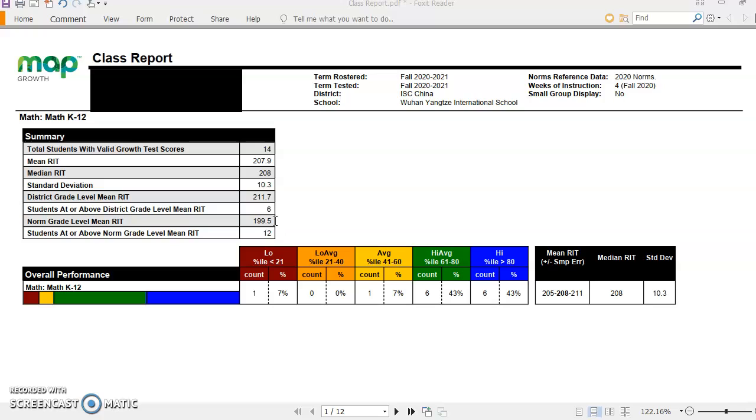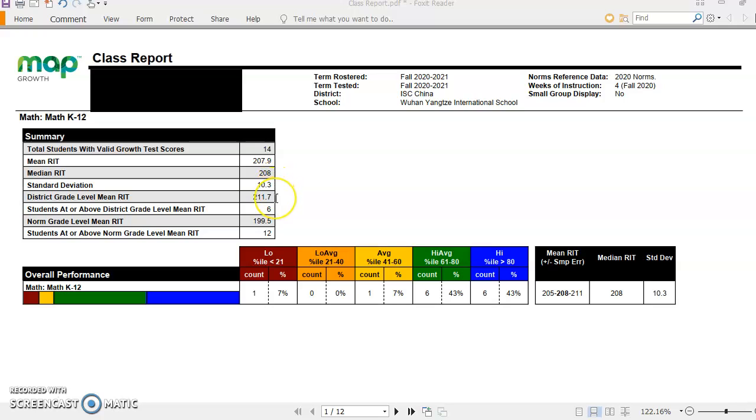So on average, the RIT was 199.5. As I look in this class, I see that the mean for this class was 207.9, which means that this class is above the average compared to other kids in this grade level.